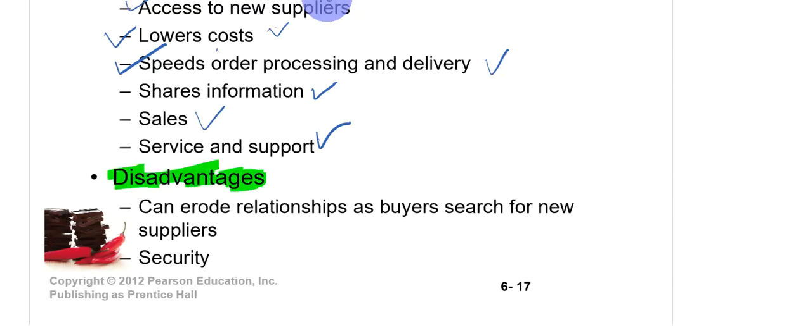When there are some advantages of anything, along with the advantages we can see some disadvantages. The first disadvantage is that it can erode the relationship as buyers search for new suppliers. When buyers always go for new suppliers, there will be a problem in the relationship between the organization and the suppliers, the old organization and the consumers, or the old supplier and the organizations. Since company buyers will always look for new suppliers, there will be no relationship with the old suppliers and old organizations, and company loyalty and brand loyalty will definitely be compromised.